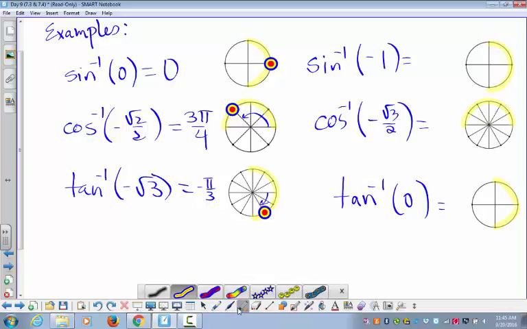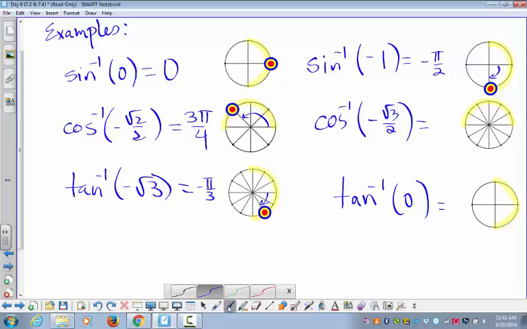Inverse sine of negative 1. Angle on the right with a sine value of negative 1. Down there. Y-coordinate negative 1. How do you think we're going to describe that? Negative pi over 2. Not 3 pi over 2. There's only one answer for each of these. These are functions. Functions have one answer only.